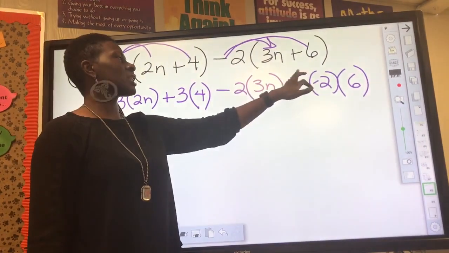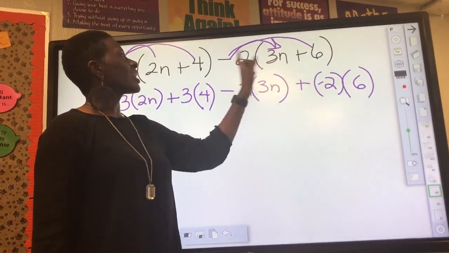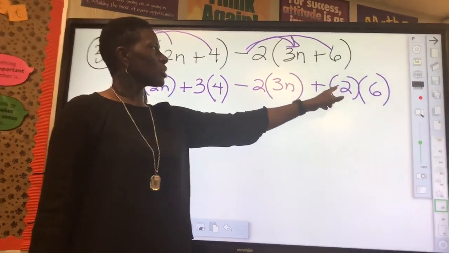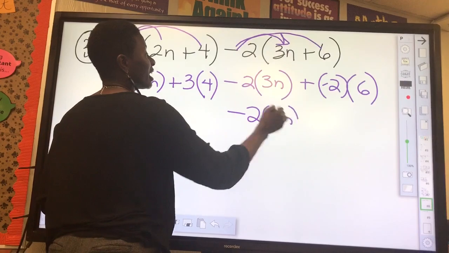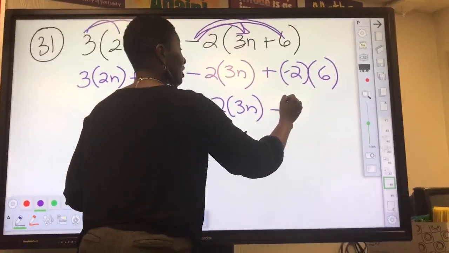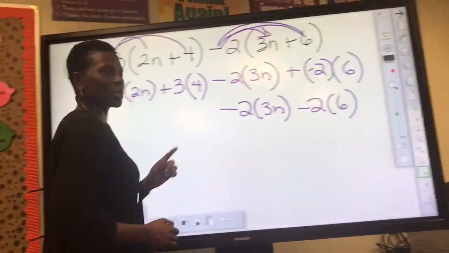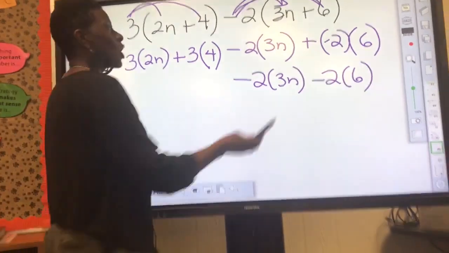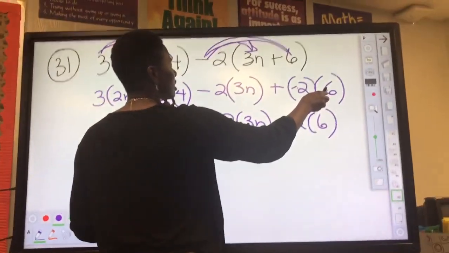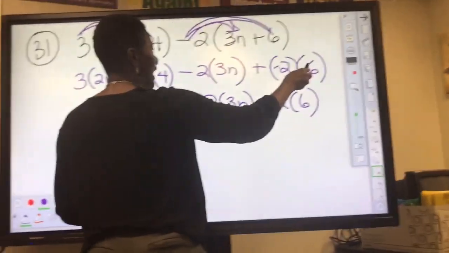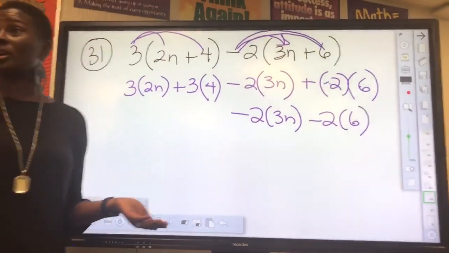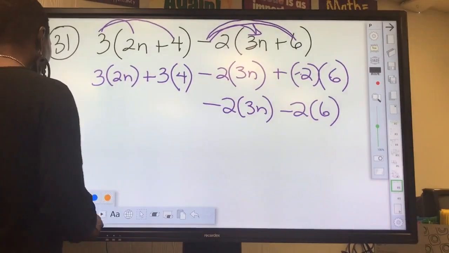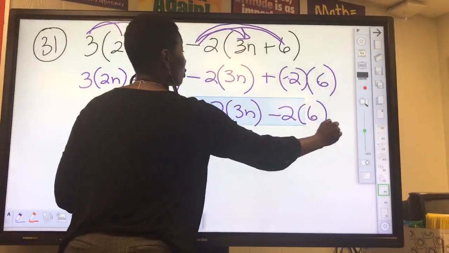What could I have put here instead of a plus? Could I have just put -2? Yes, you could. You could have had -2 times 3n and then do -2 again times 6. Because watch this. What is a negative times a positive? A negative. So you're still going to end up with -12. Exactly. But the way you did it was perfect.